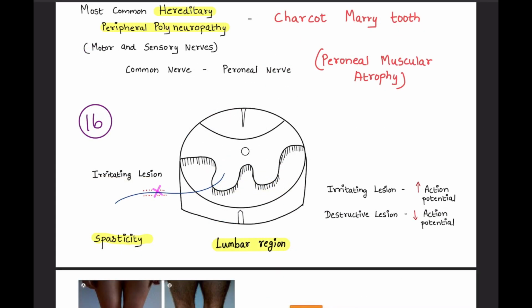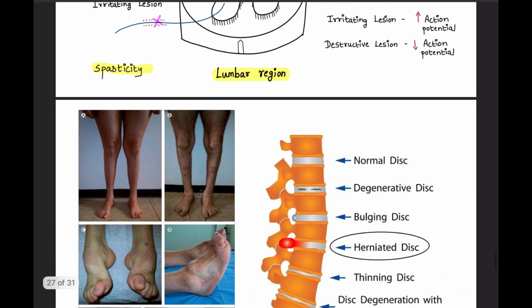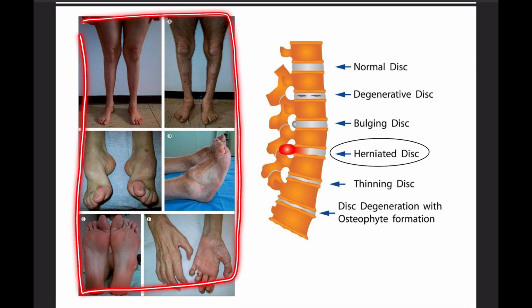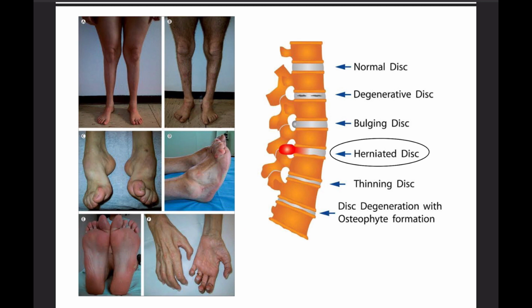Please note that if there is an irritating lesion, then there will be increased action potential. If there is a destructive lesion, then there will be decreased action potentials of the nerve fibers. In irritating lesion, there is increased action potential. Because of this increased action potential, the patient has spasticity, that is increased stiffness, or we can say hypertonia and hyperreflexia, etc. Then we move on to the next case. This is the picture of the spasticity. There is increased tension and rigidity, stiffness of the upper limb and lower limb.